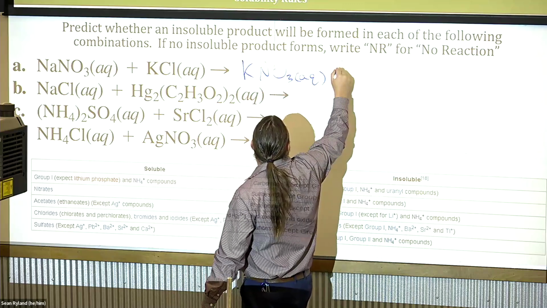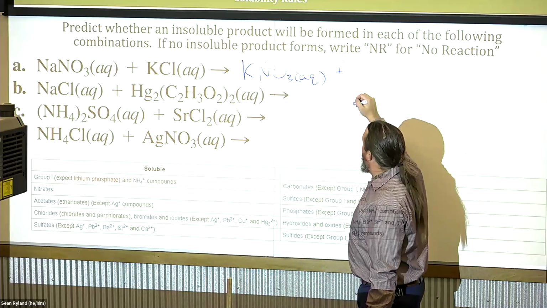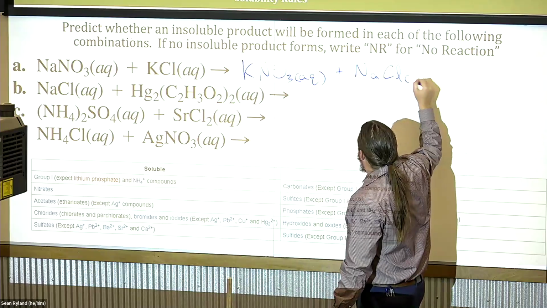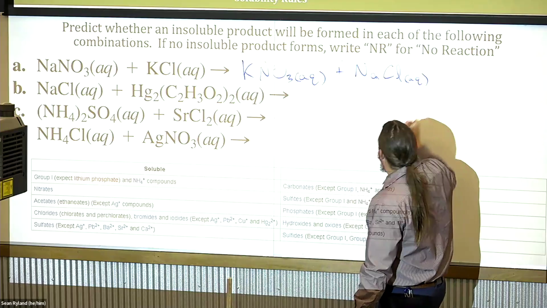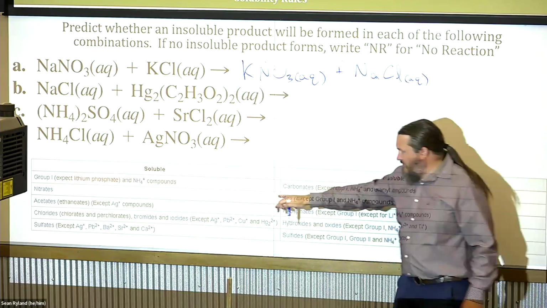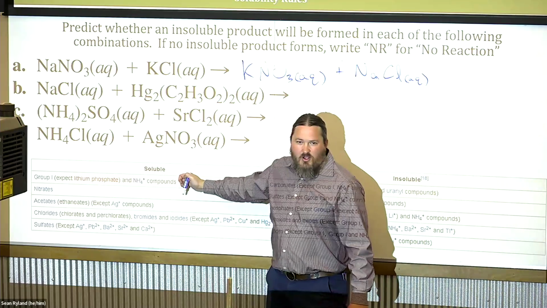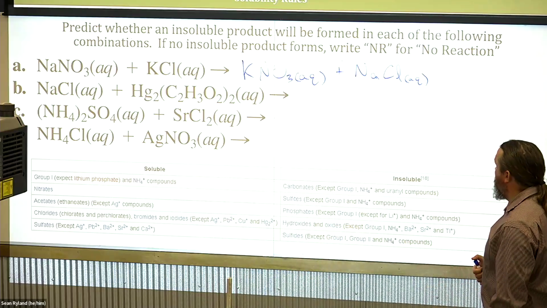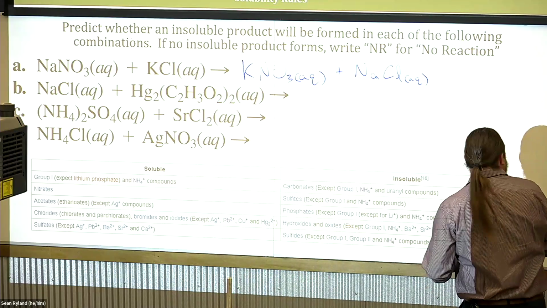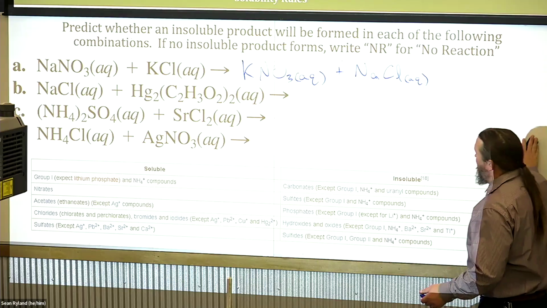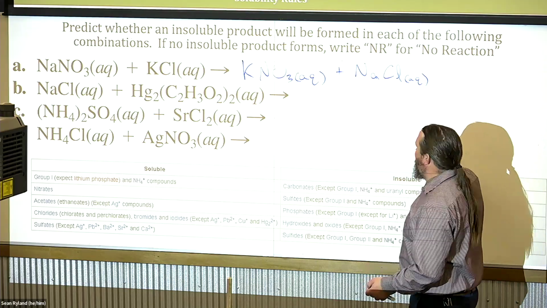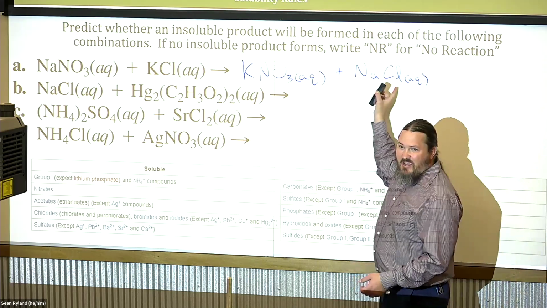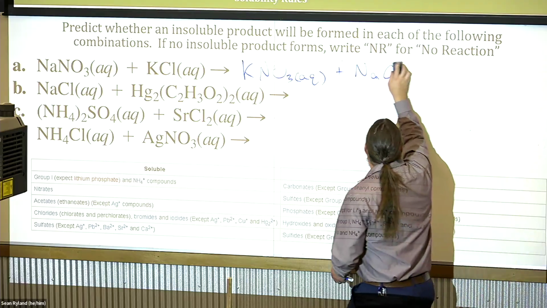So it's still aqueous. And our other possible combination is sodium chloride, which we know from everyday life is soluble as well, but also matches up down here. Group 1 is soluble, no exceptions. So if we were writing this out, we didn't make any new combination that comes out of the solution. So even though I wrote our two possible combinations, the fact that they both stay aqueous means we're actually going to write no reaction.